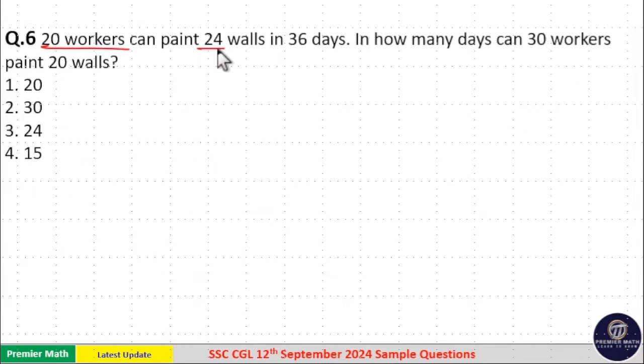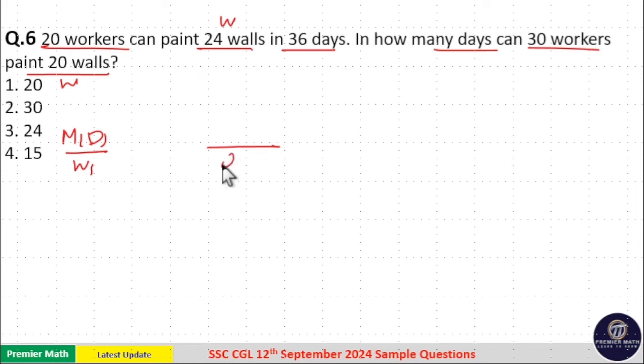20 workers can paint 24 walls in 36 days. In how many days can 30 workers paint 20 walls? Here this 24 walls and 20 walls are work. Use M1D1 by W1 formula here. That is, here this 24 walls is finished by 20 workers in 36 days.